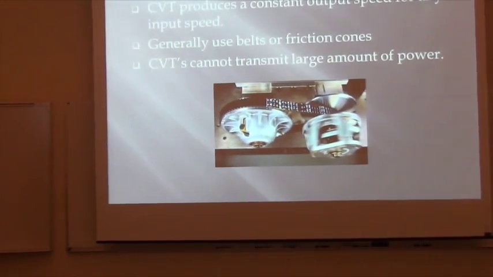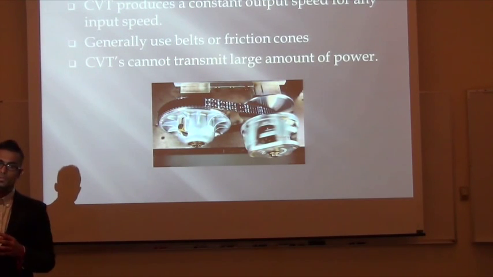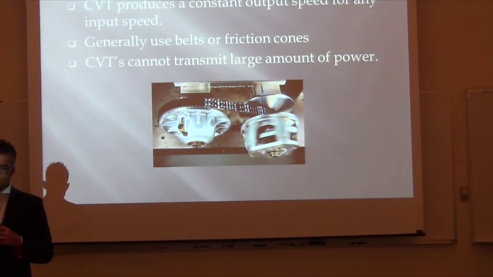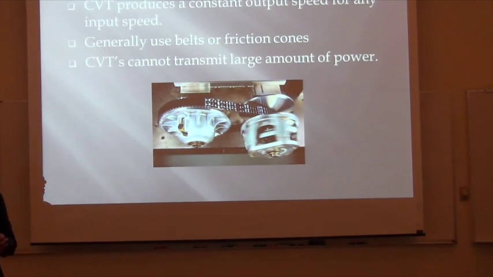First of all, I would like to explain what CVT means. CVT means continuously variable transmission. A continuously variable transmission gives a constant output speed for any input speed. That means if we use different speeds as an input, it gives the same output. And the second thing is they usually use belts, because they can give a large amount of force. That's why they are using belts.